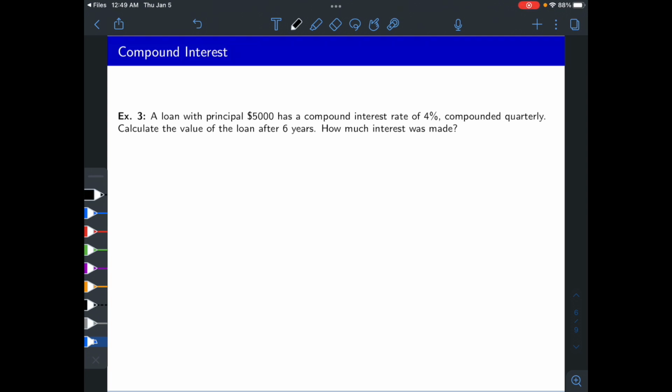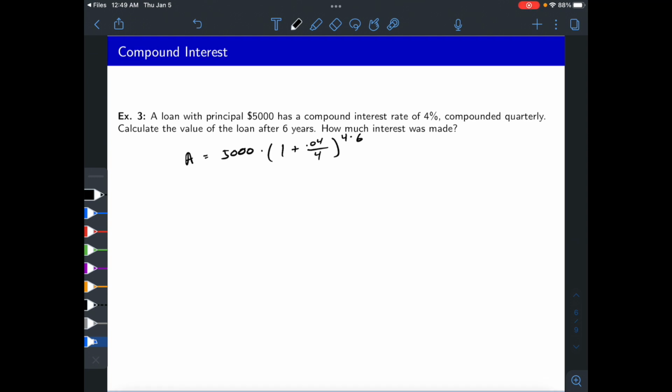So according to the formula, the value of the account A is going to be equal to 5,000 times 1 plus our interest rate. So 4%, we convert that to a decimal, 0.04, divided by how many times we're compounding in a year. Compounding quarterly would mean 4 times. And then this is to the power of 4 times 6.